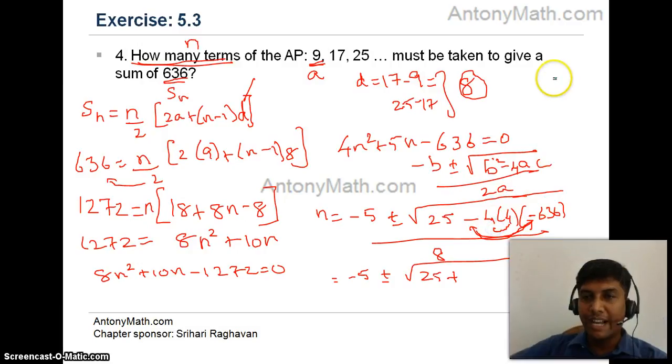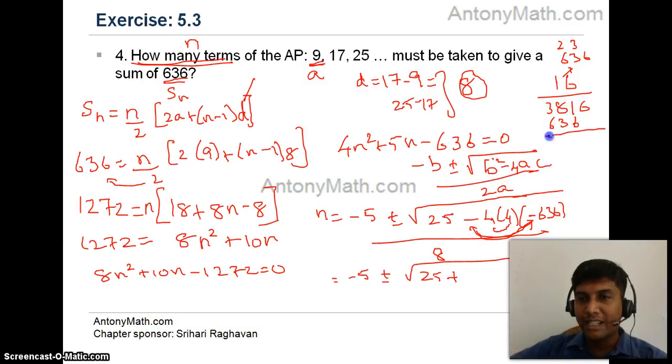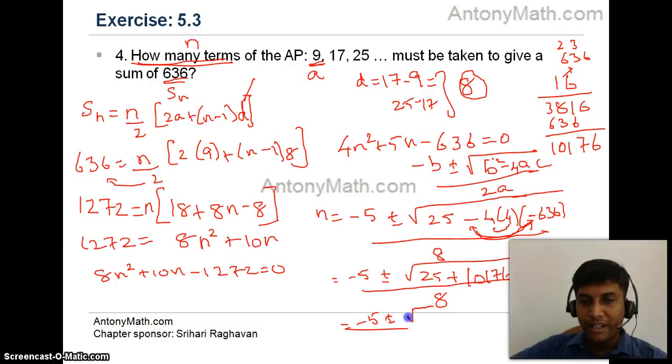Multiply these two 4s, I have 16, and I am going to multiply it with 636. If I do the multiplication, 6 3s are 18, plus 3, 21, 1 with 2 carry, 6 6s are 36, plus 2, 38. This 1 multiplies and gives me 636. Add them and I get 10176. So this becomes minus 5 plus or minus square root of 10201 divided by 8.